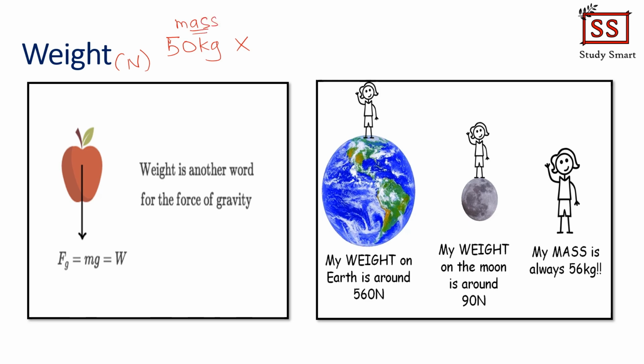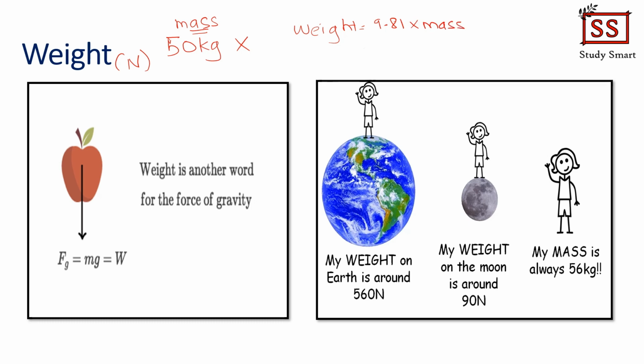Mass, the unit is kg. For weight, the unit is Newton. What is the difference between mass and weight? It's just that weight is 9.81 times the mass.